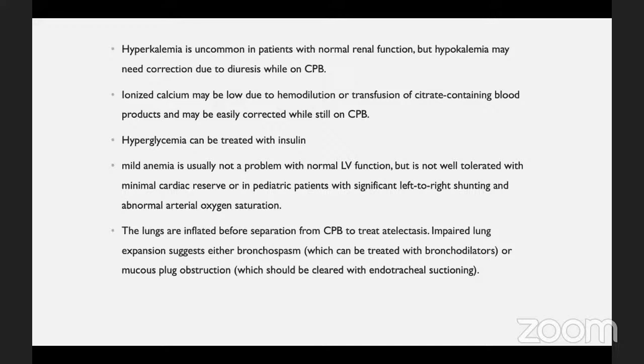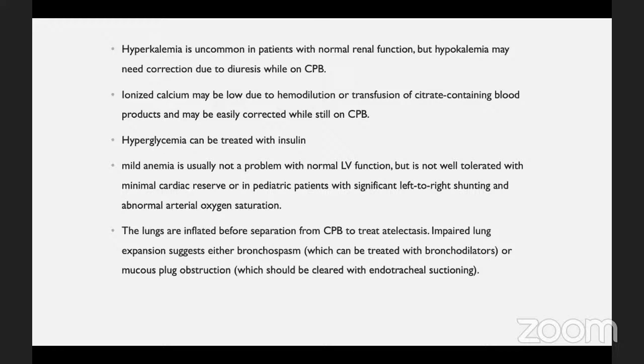Mild anemia is usually not a problem with normal LV function, but is not well tolerated with minimal cardiac reserve or in pediatric patients with significant left to right shunt and abnormal arterial oxygen saturation. So we have to give blood.